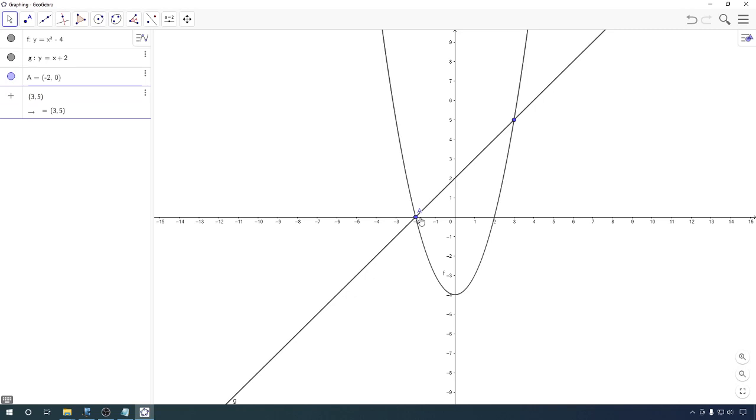And we have 3, 5 is our point B. That also looks like it's one of our intersection points. So it's that simple. We only have to solve the equations together. Whether or not that part is simple depends on the situation.